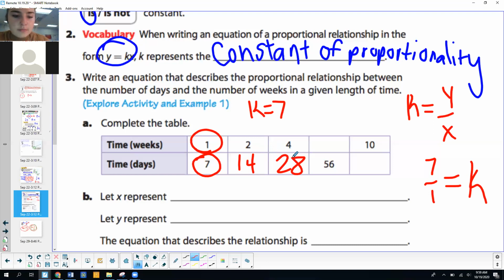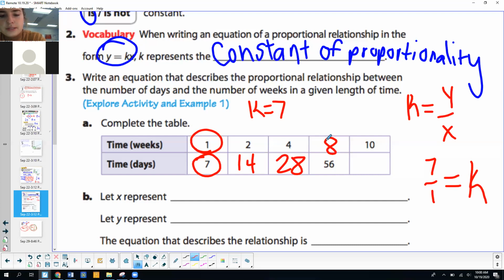To find that constant of proportionality, 56 divided by 7 gives us 8. And this makes sense because 8 times 7 gives us 56, just like the rest of the ones we've done so far. And finally, we've got 10.